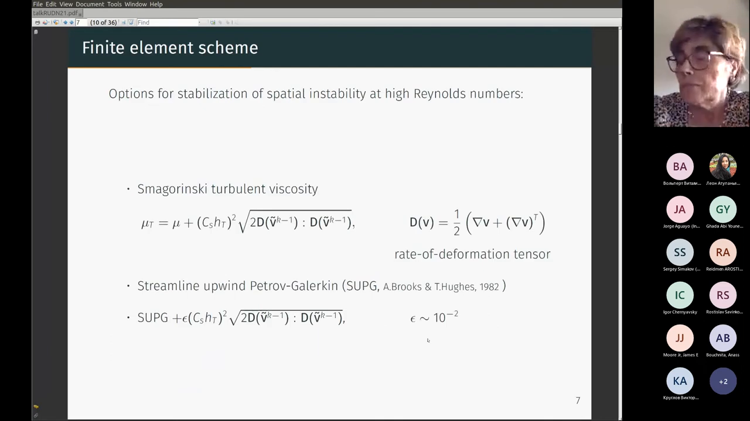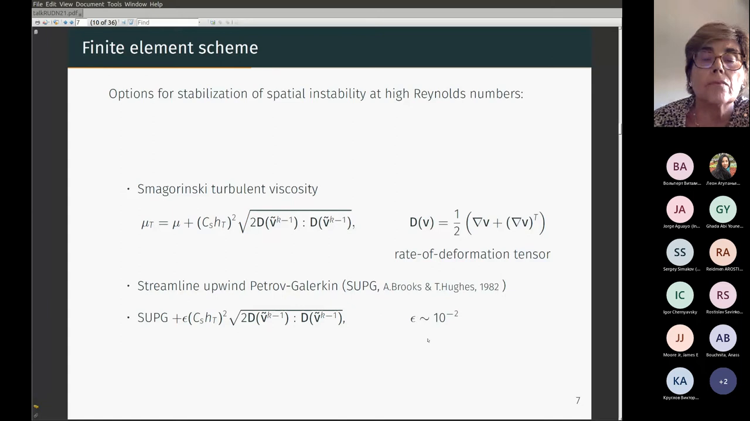Now, an important remark about stabilization of convective instabilities at high Reynolds numbers. In many cardiovascular applications, blood flow has high Reynolds number of order of 1,000, and convective stabilization is an issue.